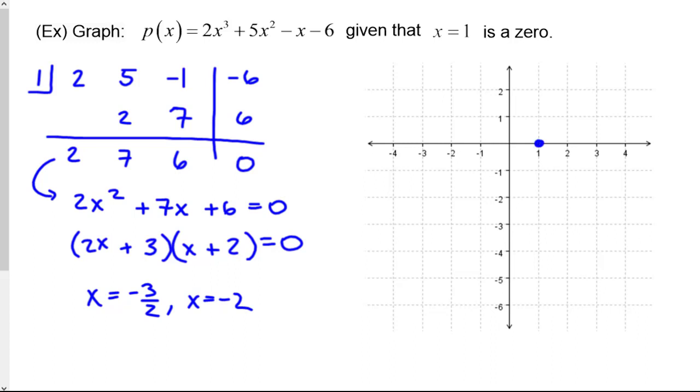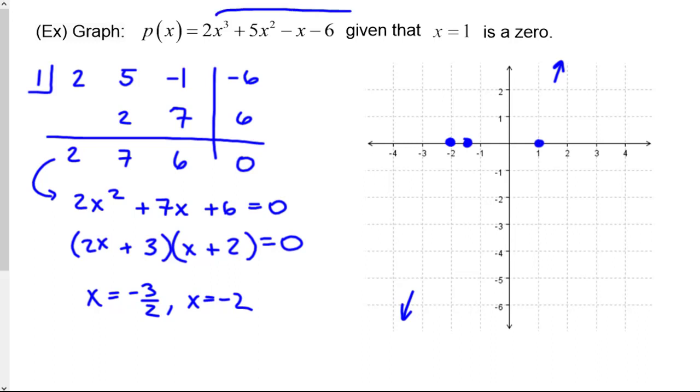I'm going to plot that on my x-axis. Negative 2 is a 0. I'm going to plot that. And negative 3 halves, so that's like negative 1.5. So I'm going to plot that right there. Now, it's odd degree, and the leading term coefficient's positive. So that means I'm going to start in the negative direction and end in the positive direction. So just like a cubic graph.